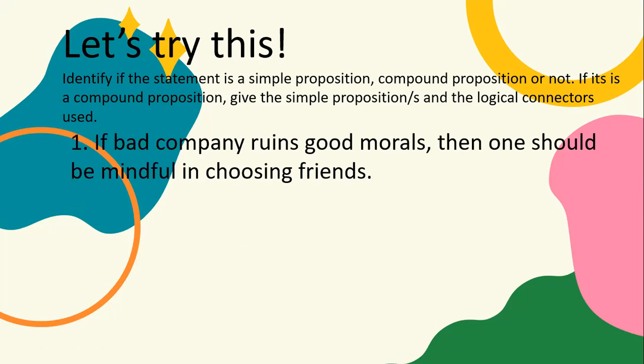If bad company ruins good morals, then one should be mindful in choosing friends. Yes, Miko? Compound proposition po. The logical connectors are if then. The first statement is bad company ruins good morals. Then second statement is one should be mindful in choosing friends. Okay. Kaya kung inonotate natin ito as our A, yung first statement na binigay kanina ni Miko, if A, then B. Kumbaga. So this is an example of a compound proposition. Thank you, Miko. Let's have the second one.